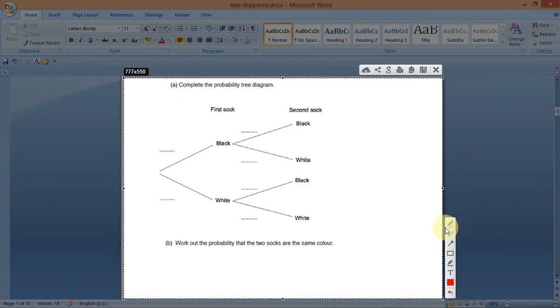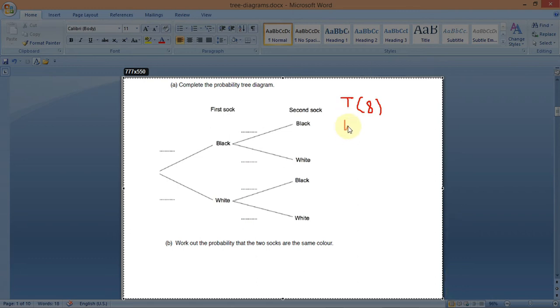So let me put it down for you guys to see. Total outcome, I will represent that one with T. So total outcome is 5 plus 3, which is 8. That is all the socks together. Sorry about that. So total outcome is 8.